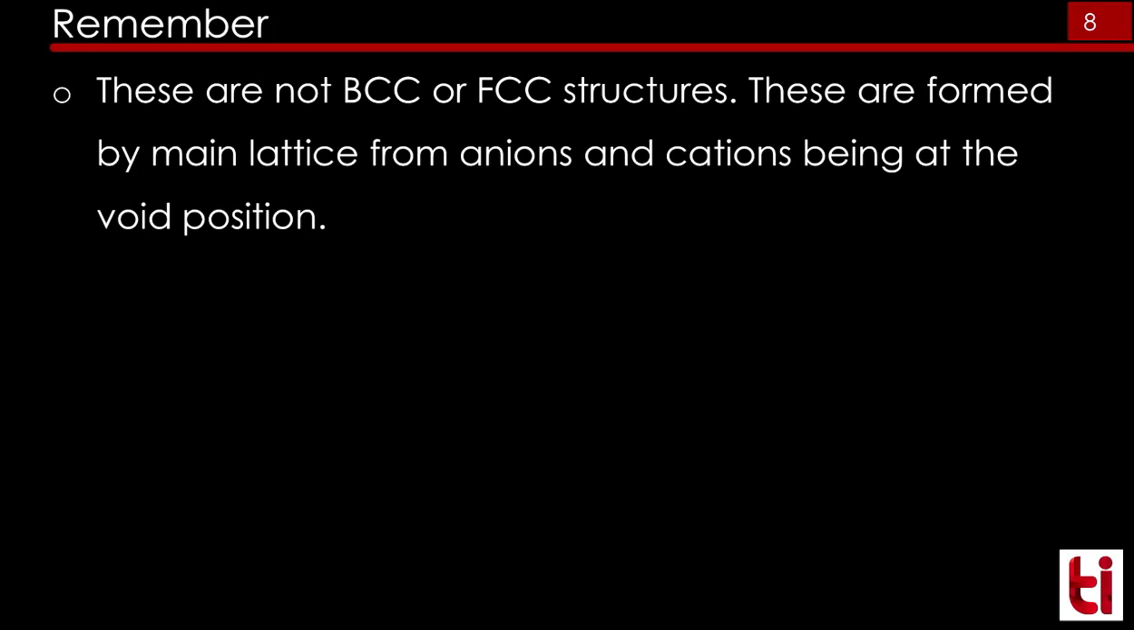Again, remember that these structures are formed by BCC or FCC lattices, and these are not BCC and FCC structures. The main lattice is FCC or simple cubic. They look like BCC, but they are formed by the void positions.